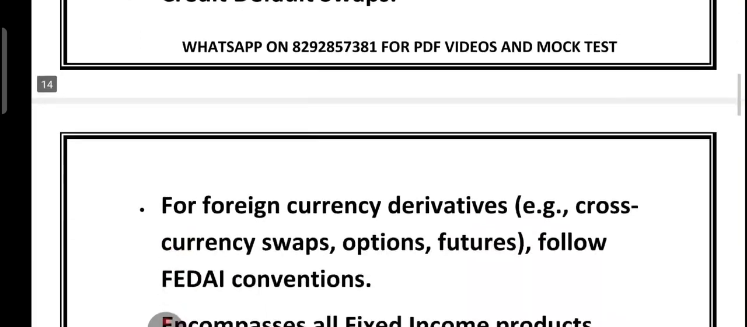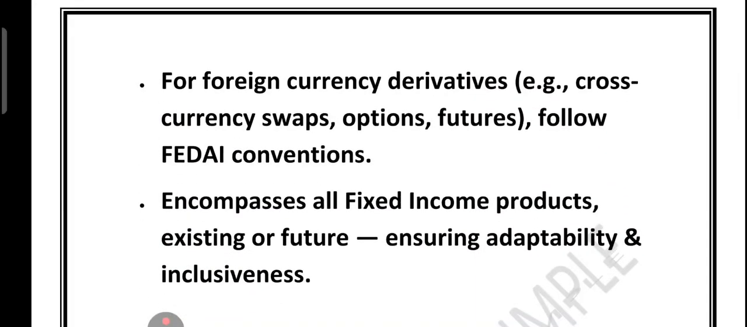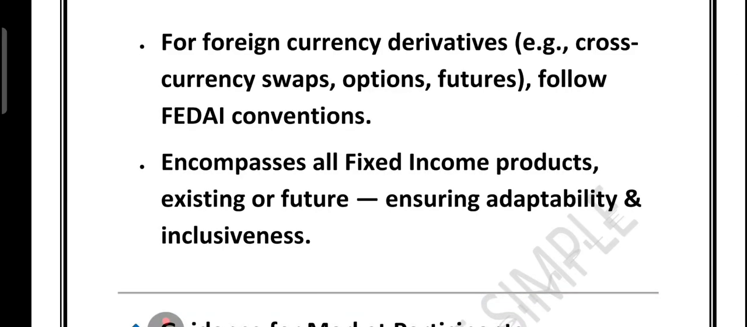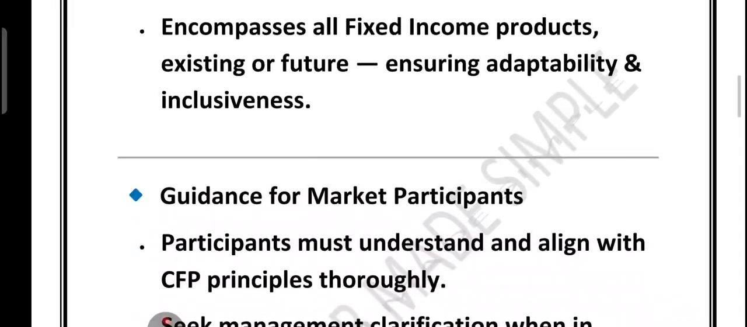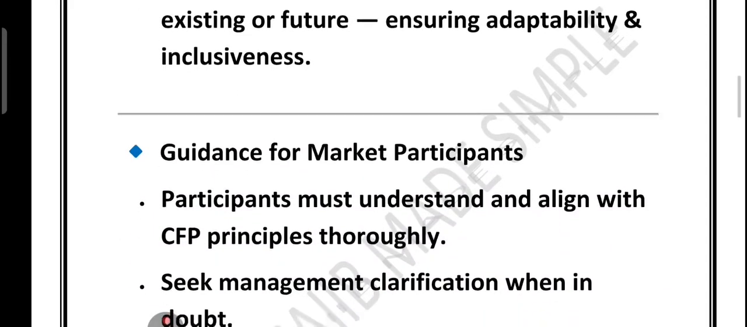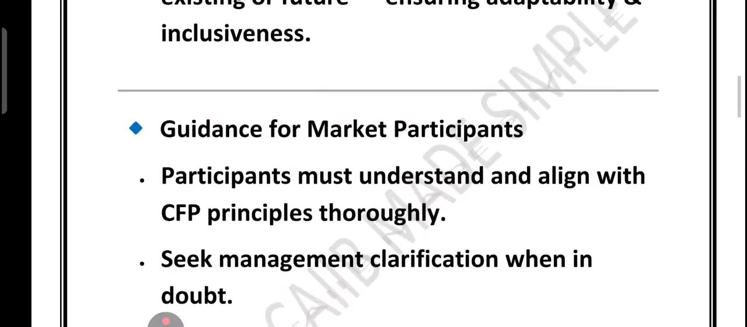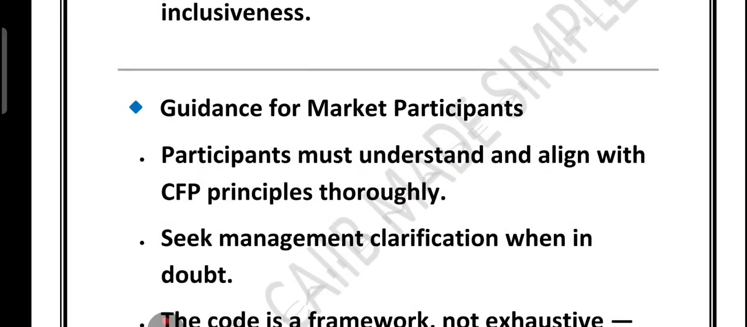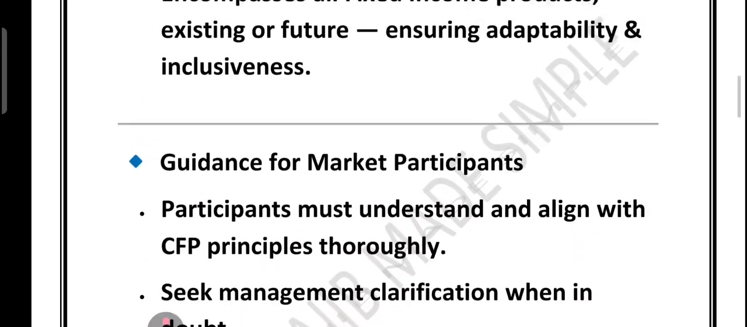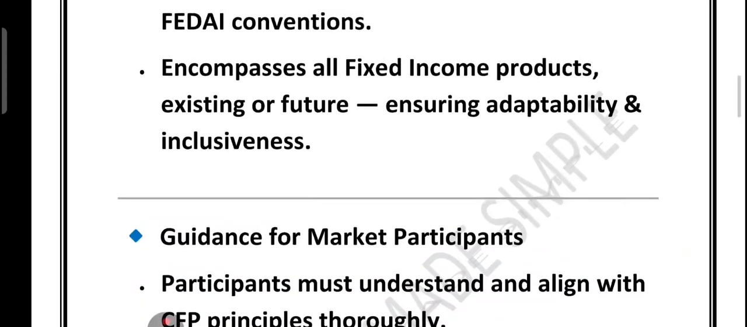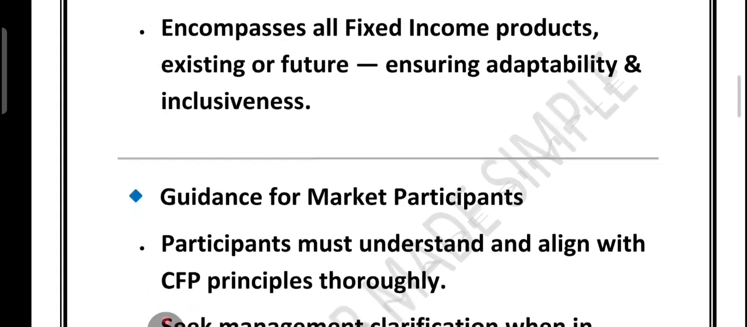When it comes to foreign currency derivatives, such as a cross currency swap, option or future, these are foreign currency derivatives, right. The transaction should follow the FEDAI convention, which are the standard rules for foreign exchange dealing in India. The best part is that the code is quite flexible and future ready. It does not apply only to current instruments, it encompasses all the fixed income products as well as the derivative products, whether existing or newly introduced. It ensures adaptability and inclusiveness in the system.